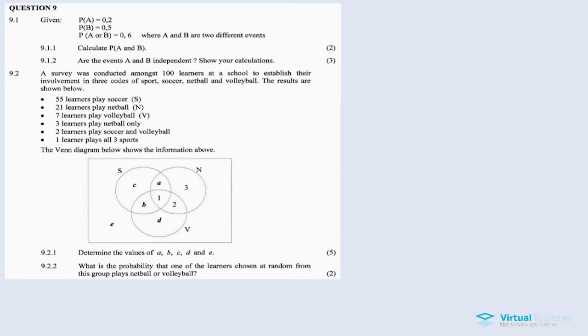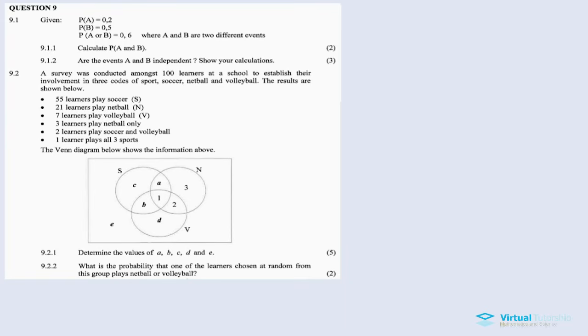It's a 3-part question, 9.1, 9.2, and 9.3. So lana ke ku 9.1, we are given the probability of A, the probability of B, as well as the probability of A or B, right? Where A and B are two different events. So basiphe lama values lawa ku 9.1.1, but we calculated the probability of A and B.